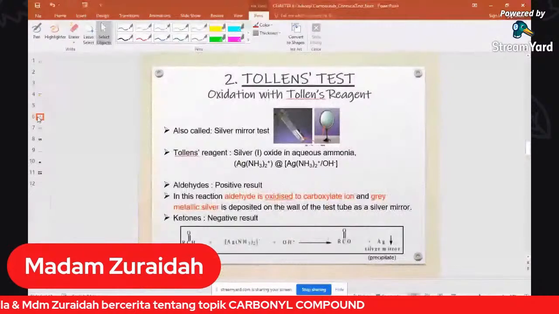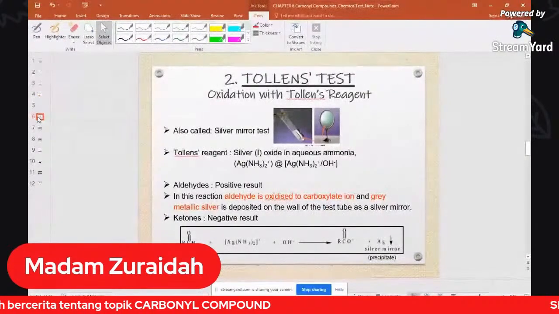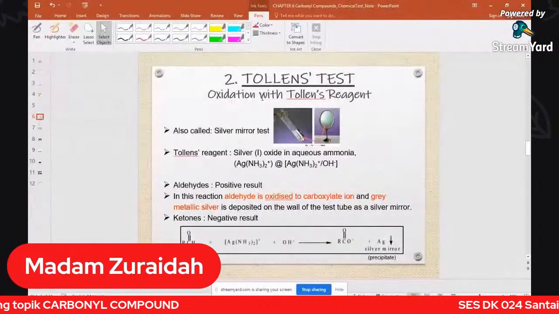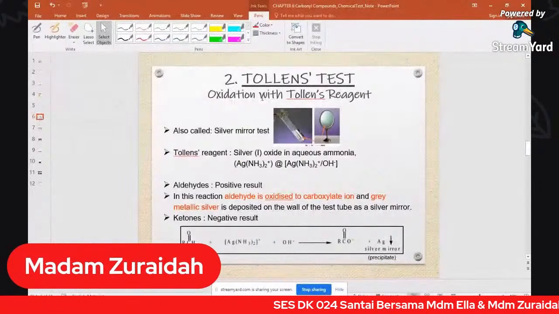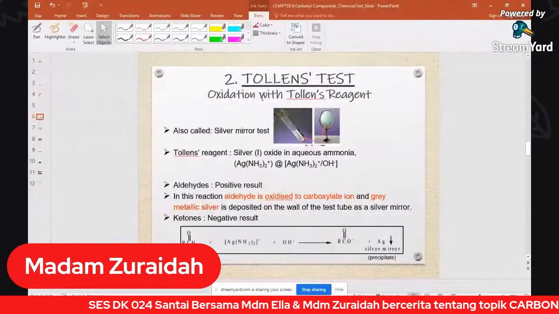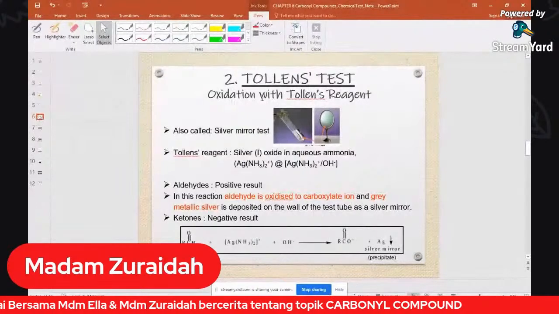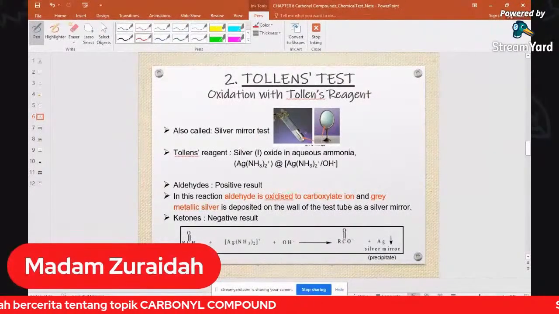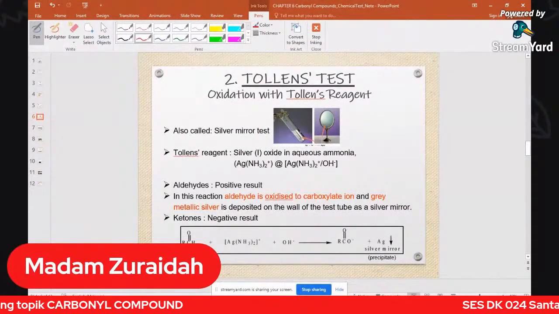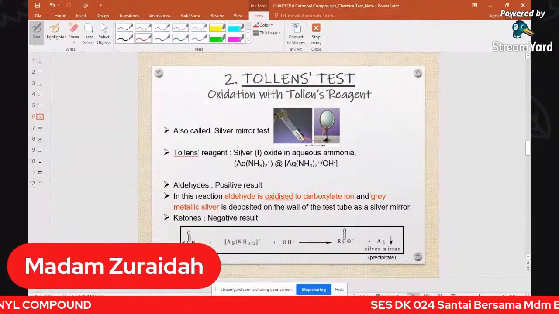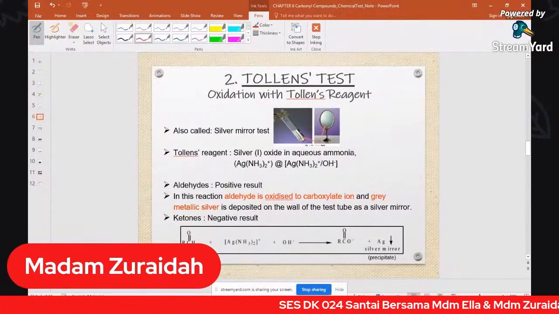Number 2 class, kita proceed kepada Tollens test. Tollens test is a reaction of carbonyl compound. Tollens test also called as silver mirror test. Cermin perak lah, ujian cermin perak, kita boleh nampak silver mirror form dekat wall of test tube. The Tollens reagent, we use silver oxide in aqueous ammonia.